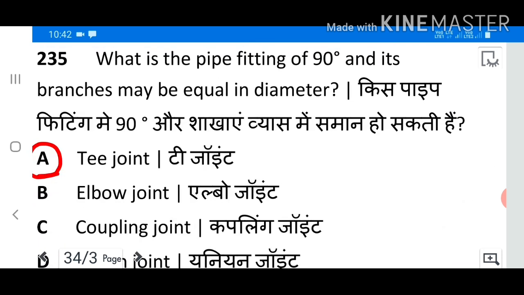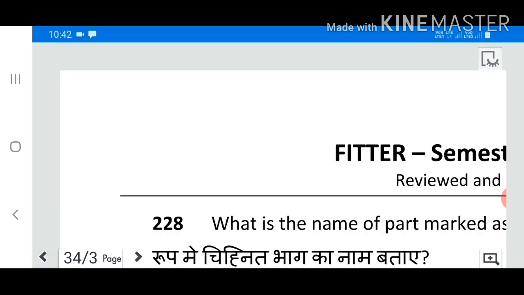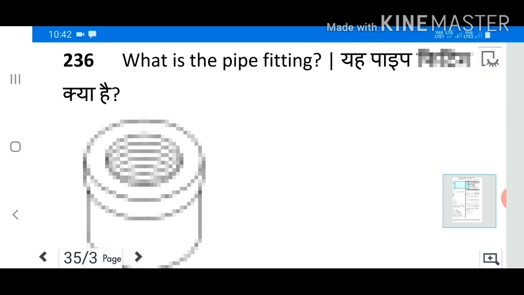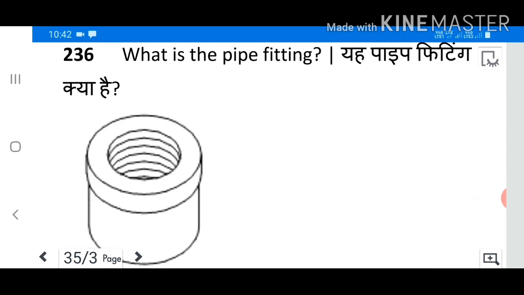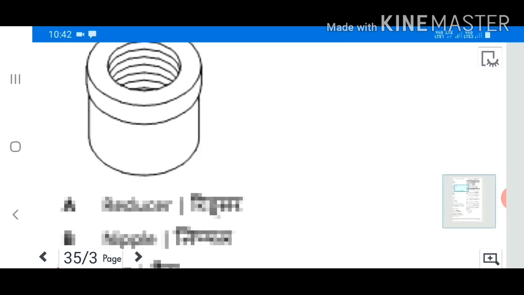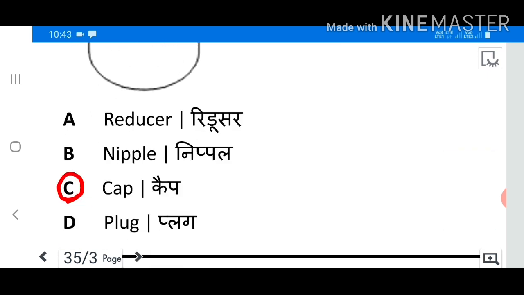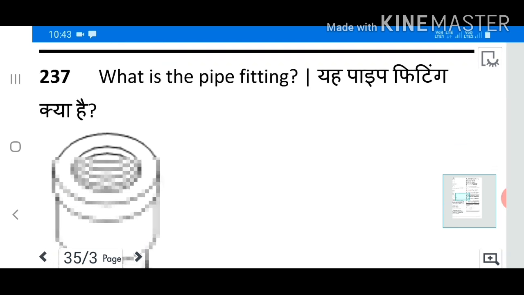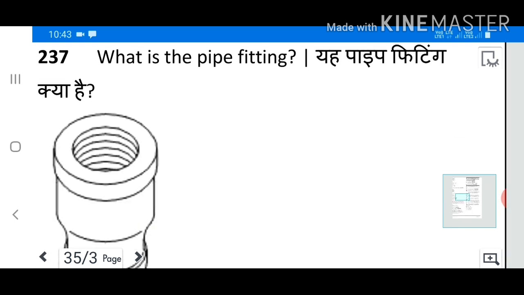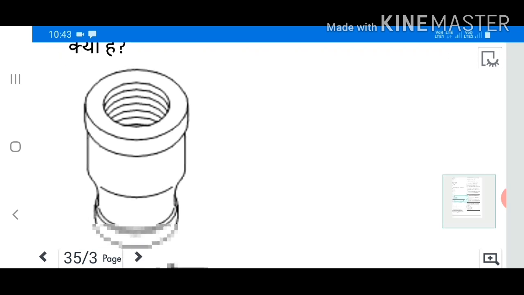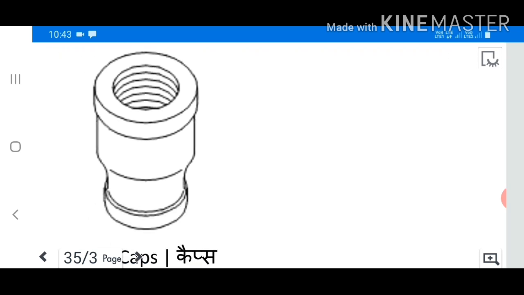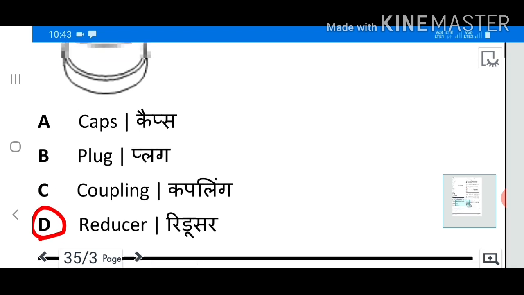235. What is the pipe fitting of 90-degree and its branches may be equal in diameter? Answer A. T-joint. 236. What is the pipe fitting? Answer C. Cap. 237. What is the pipe fitting? Answer D. Reducer.